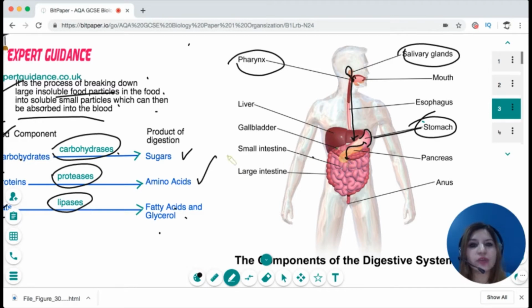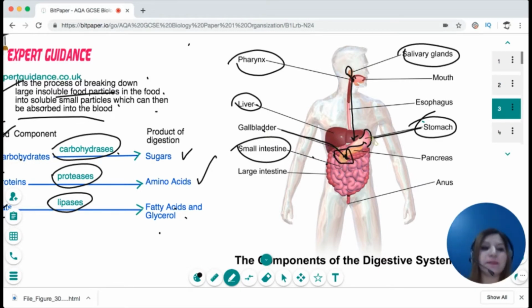When it goes into the small intestine, it gets two secretions. One, from the gallbladder, it receives the bile. Bile is made in the liver and stored in the gallbladder. The bile emulsifies the fat and neutralizes the stomach acid pH which comes with the food. And then the pancreas releases the pancreatic juice, which contains all the enzymes to finish the digestion. So carbohydrases, proteases, and lipases are all present in this pancreatic juice.